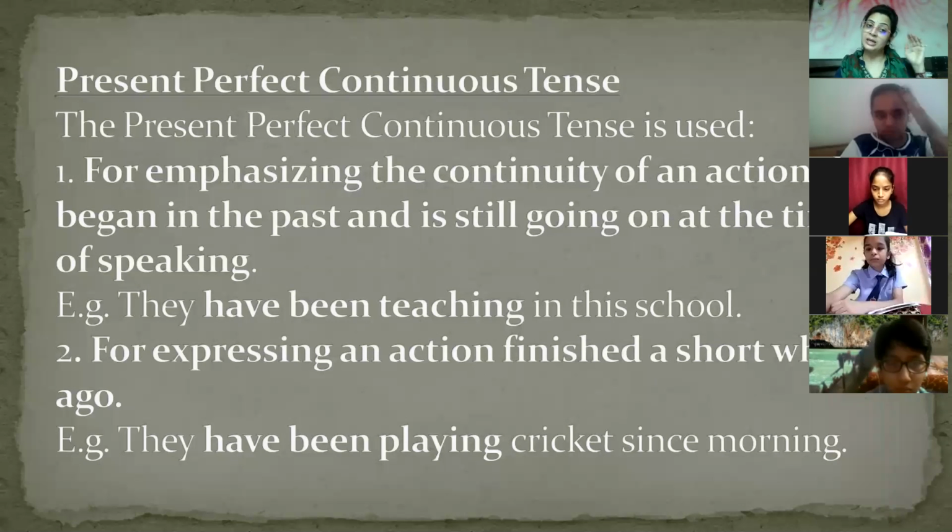Perfect में क्या था कि past में start हुआ, अभी तक चल रहा है, but time was not there. Fine. इसमें क्या है कि past में start हुआ, still it is going on, but time is also mentioned over there. For example, they have been teaching in the school अभी तक. Fine. वो अभी भी स्कूल में पढ़ा रहे हैं.